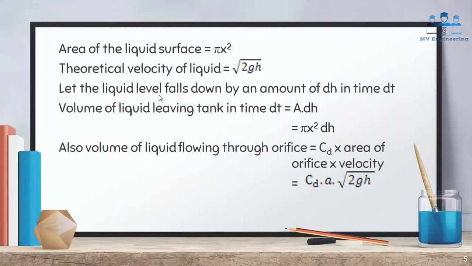Now let the liquid fall down by an amount dh in time dt. So the volume of the liquid leaving the tank in time dt is equal to area into dh, where area equals pi x square into dh. Also, we know that the volume of the liquid flowing through the orifice is equal to Cd, the coefficient of discharge, into area of the orifice into velocity. That is equal to Cd into a into root of 2gh.